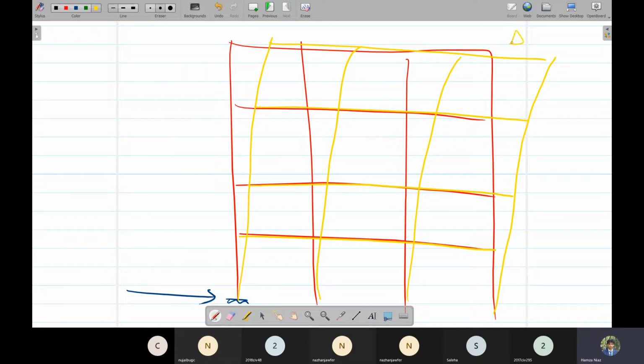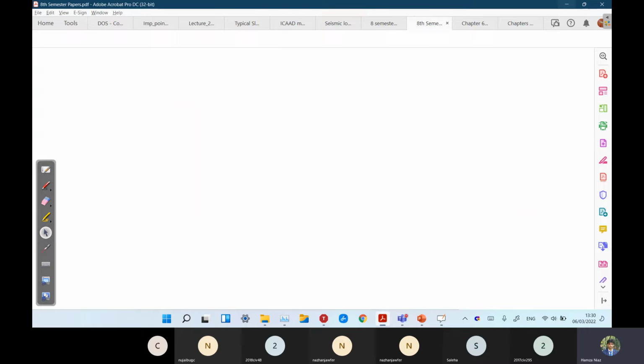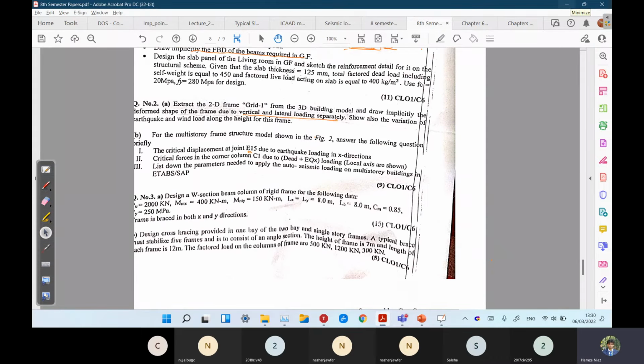So this is our displacement or story drift. Our building under earthquake would displace like this. This was asked in the first part: we have to show the deformation due to vertical and lateral loading. Lateral loading is earthquake loading. And we also have to show the variation of earthquake and wind load.